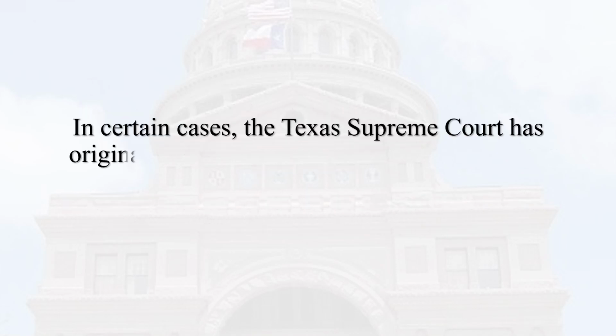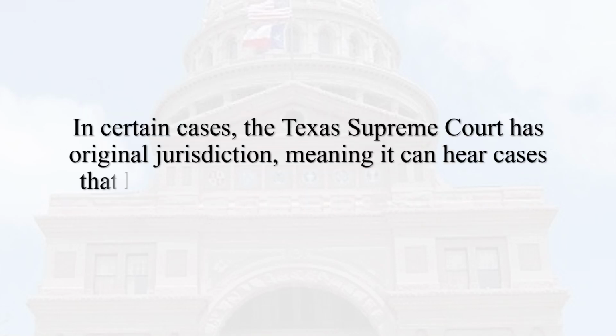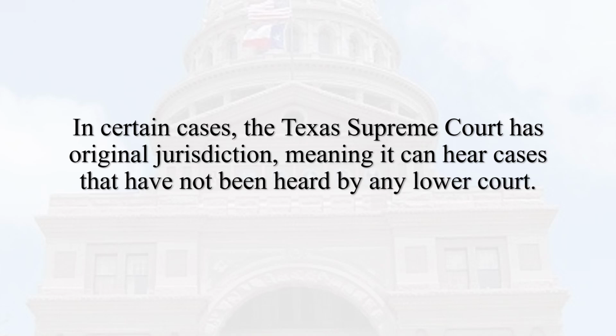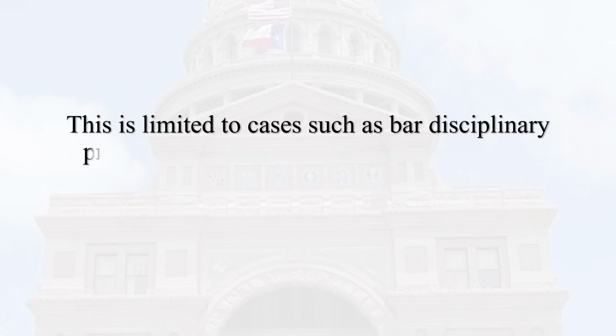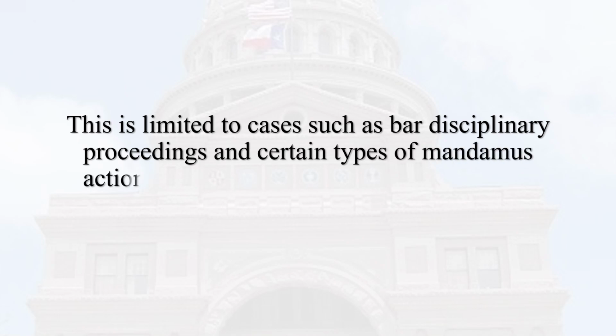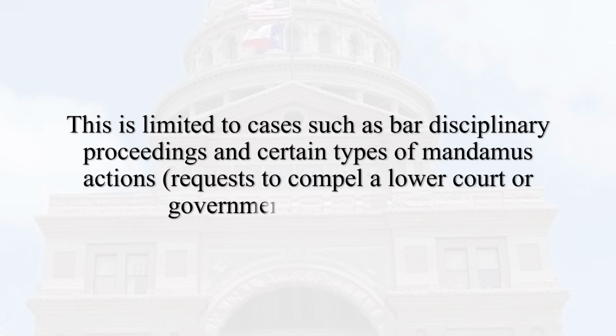In certain cases, the Texas Supreme Court has original jurisdiction, meaning it can hear cases that have not been heard by any lower court. This is limited to cases such as bar disciplinary proceedings and certain types of mandamus actions. These are requests to compel a lower court or government official to act.